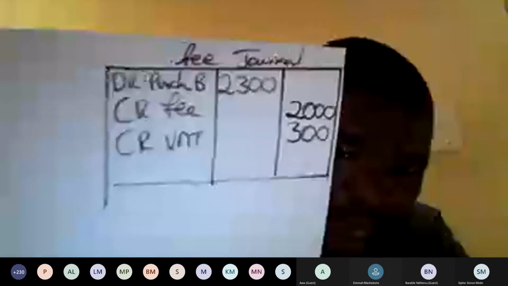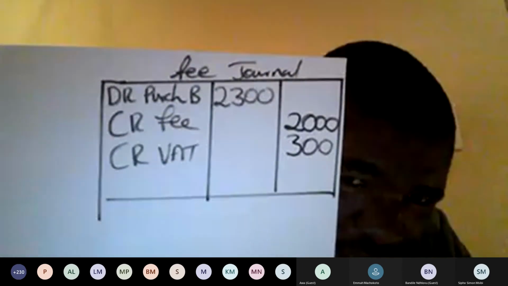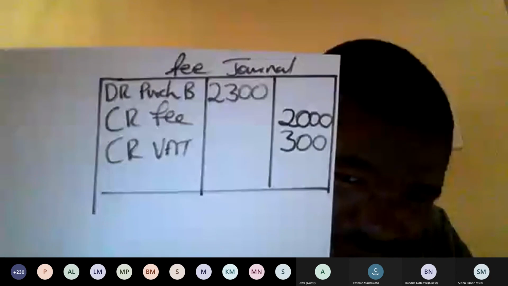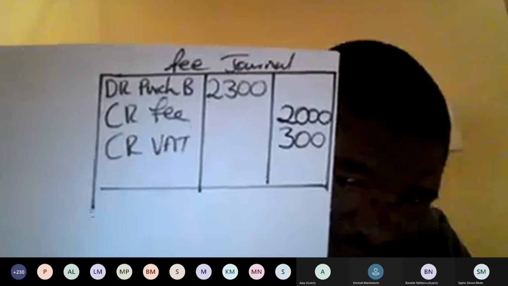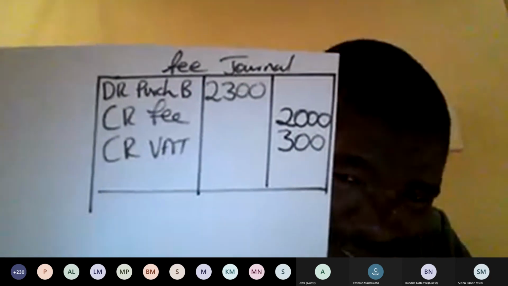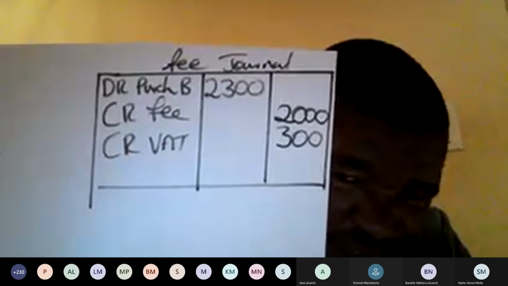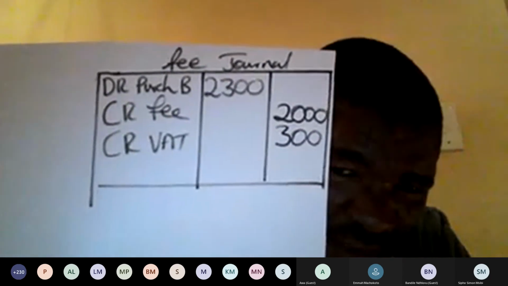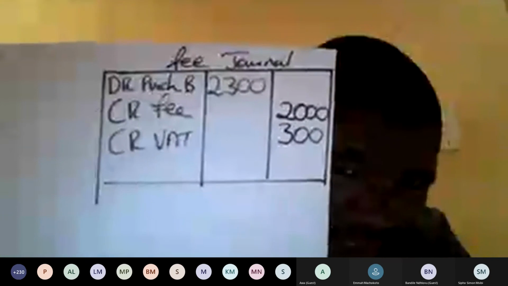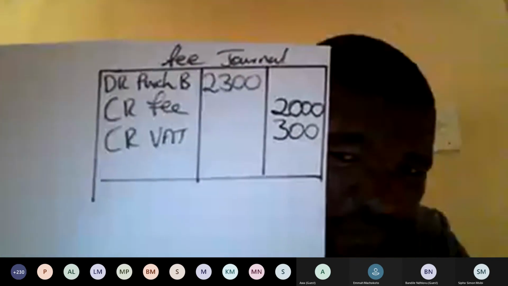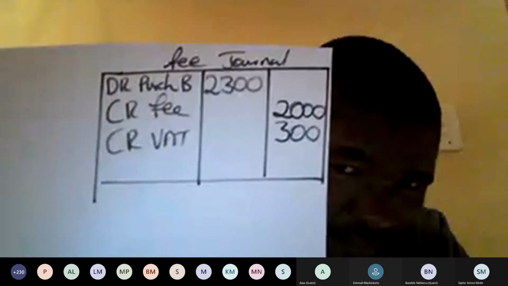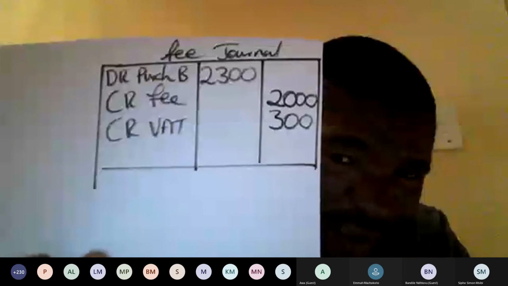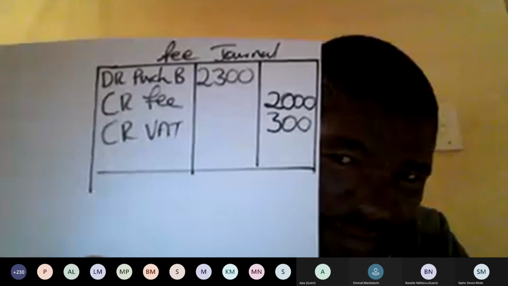This is how you will have recorded it if you had to make provision for VAT. You will have credited your fee for 2,000 rands and then credited your VAT for 300 rand, and your client must pay both the fees and the VAT, and then you debit the purchaser business 2,300 rand. That is if you were registered for VAT.